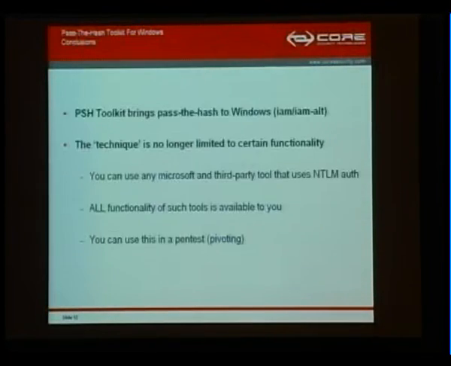Okay, the conclusions. So basically what the Path Hash Toolkit brings to you is the possibility of performing the Pass the Hash technique on the Windows platform. And that means that you don't have any more limitations on the functionality that you can use with this technique. You can use any tool that you want, and you can also use this to do the pen test on a remote machine. Just as I showed you how to use the IAM tool locally, you can use it remotely using PsExec, for example, to create a console session with a remote server, and then use that remote machine as a pivoting point to some other machines on the network. And this is something that you weren't able to do before this tool came along.